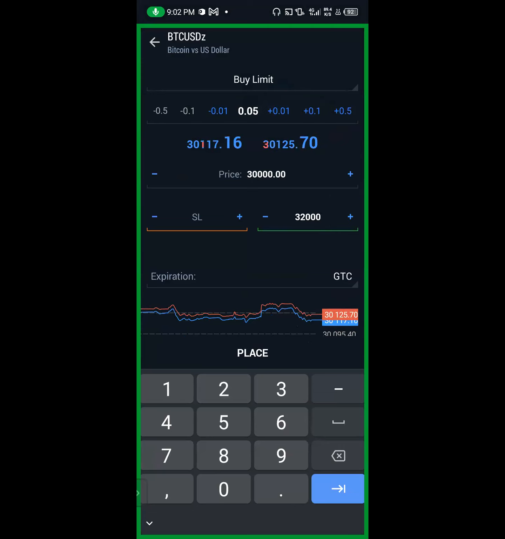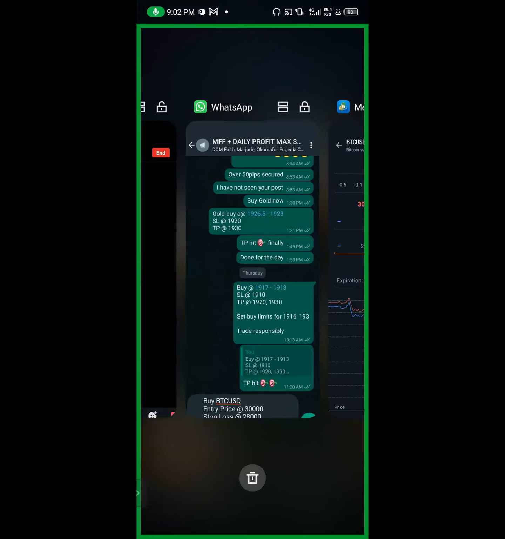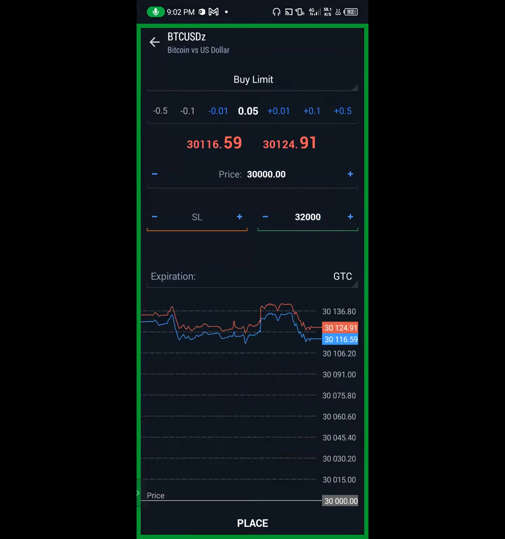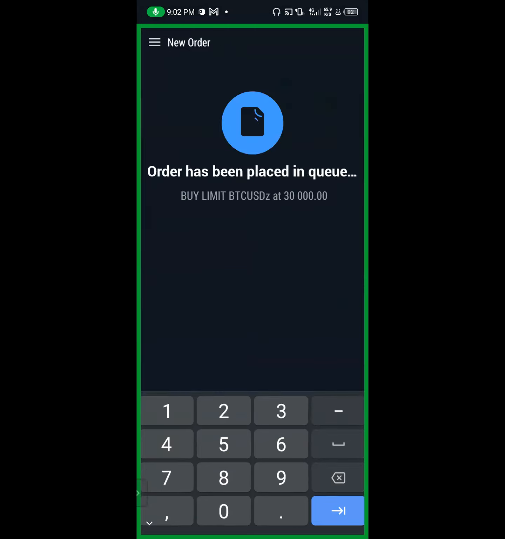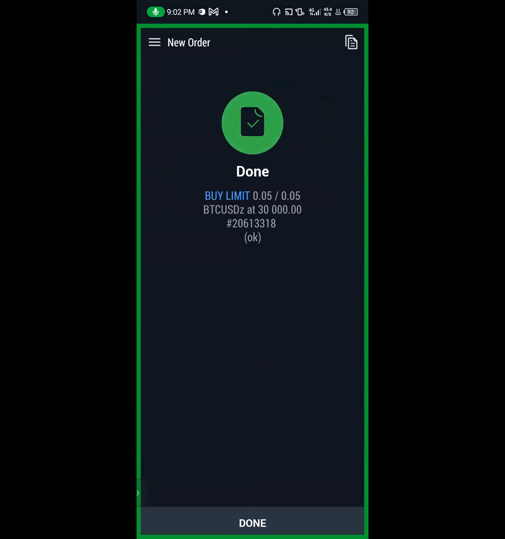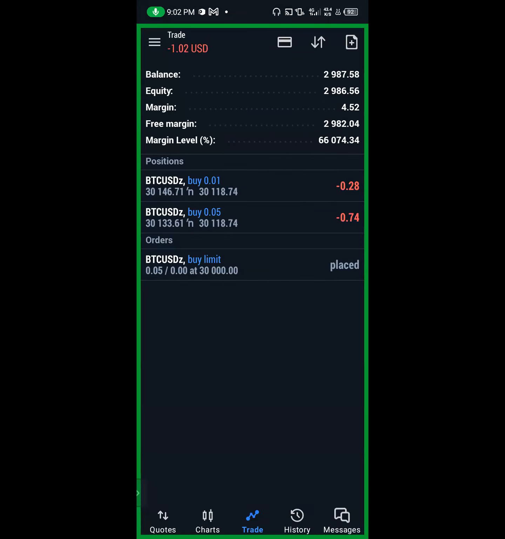Okay. Then I said stop loss 28,000. So you come to the SL area, which is stop loss 28,000. And then what do you do? You place order, and the order is placed. That is buy limit. Remember, buy limit is when you decide to buy at a lower price than the current price.